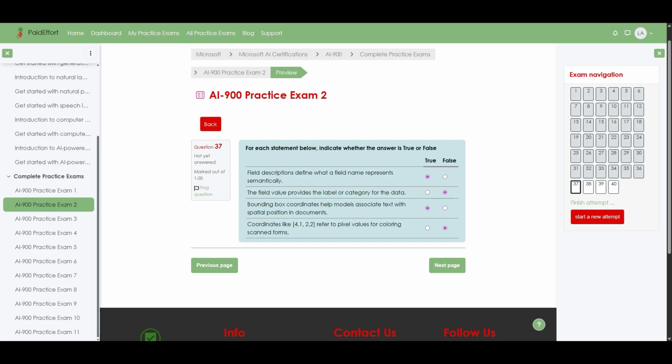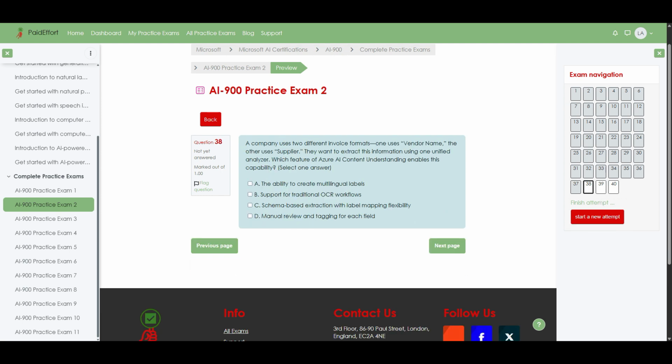So if the label is in the top left and the value is in the top right, the model uses spatial data to link them. Finally, while 4.1, 2.2 looks like it could represent a pixel color value, in this context, it's actually describing spatial position, part of a bounding box used to outline text, not to define colors. So overall, understanding how fields, values, and coordinates interact is key to accurate AI-powered information extraction.